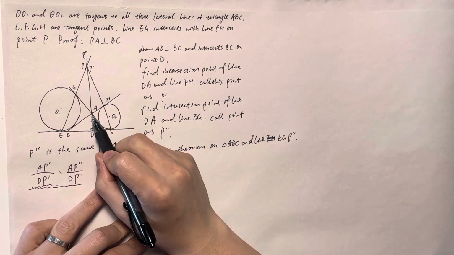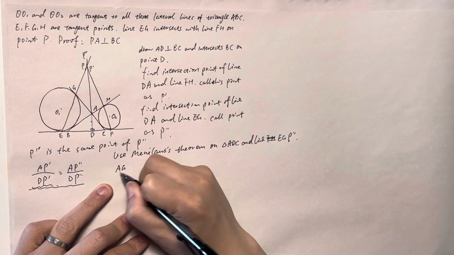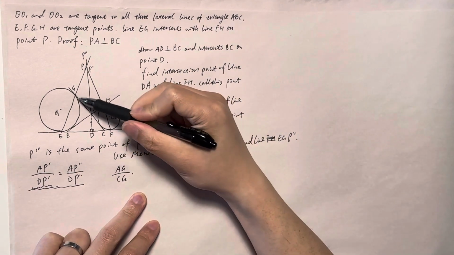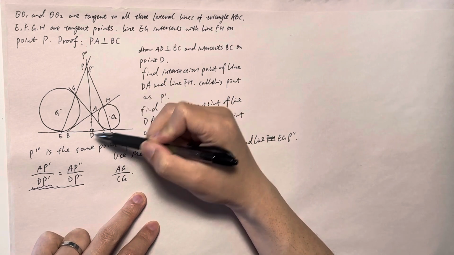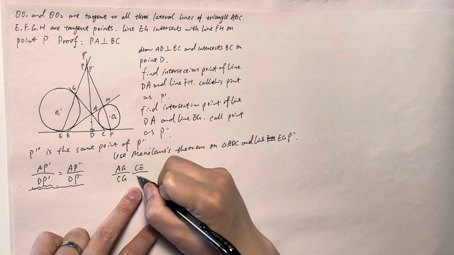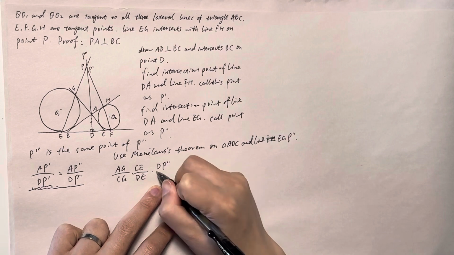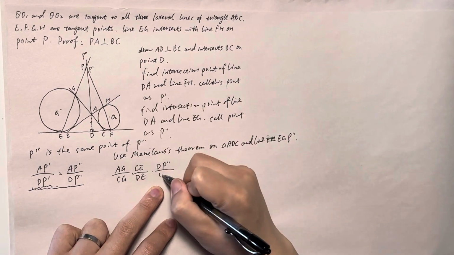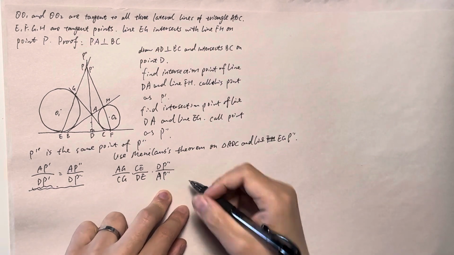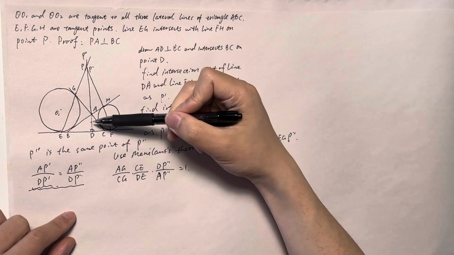So start from A, G divided by CG, times CE divided by DE, times D double prime divided by A double prime, times DP double prime divided by AP double prime. This equals 1. That's for the right half.